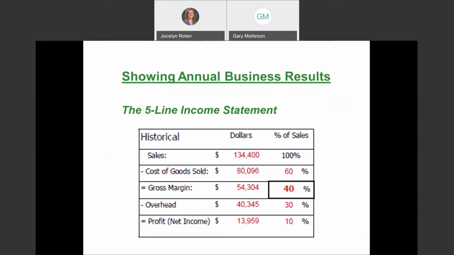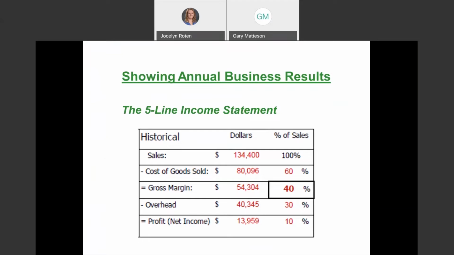So let's do a quick review again of this five-line income statement. Sales, of course, is everything that you sell. The cost of goods sold are those things like seed or fertilizer or hired labor that you spend to produce the product that you're going to sell. It's a math problem. Sales minus cost of goods sold is gross margin. You can see that in dollars, gross margin is $54,000 and change, but as a percent, it's 40%. 100% minus 60% equals 40%.